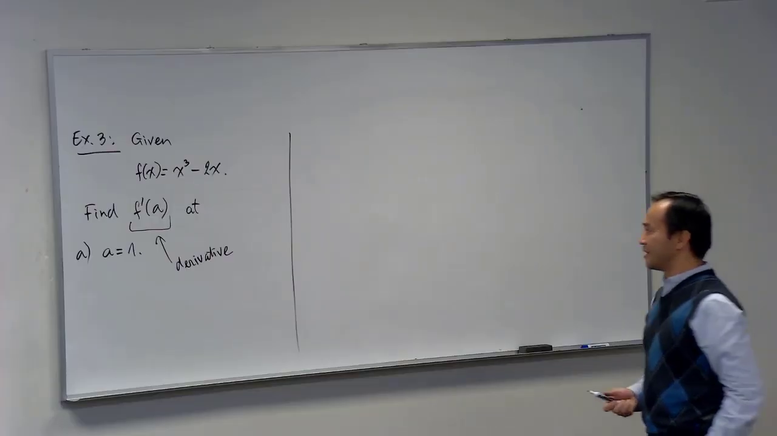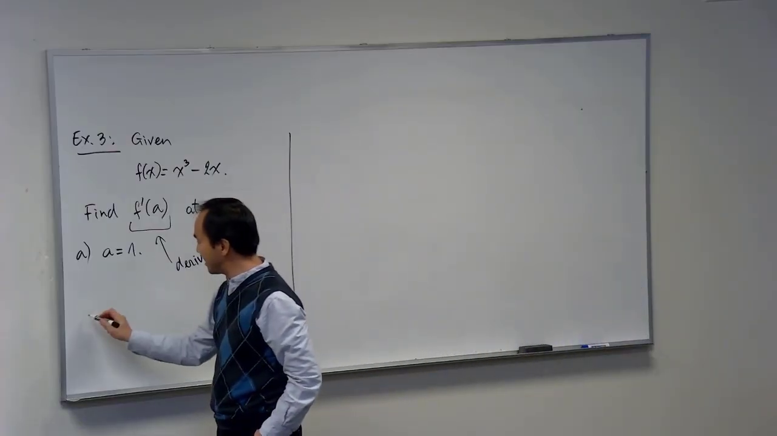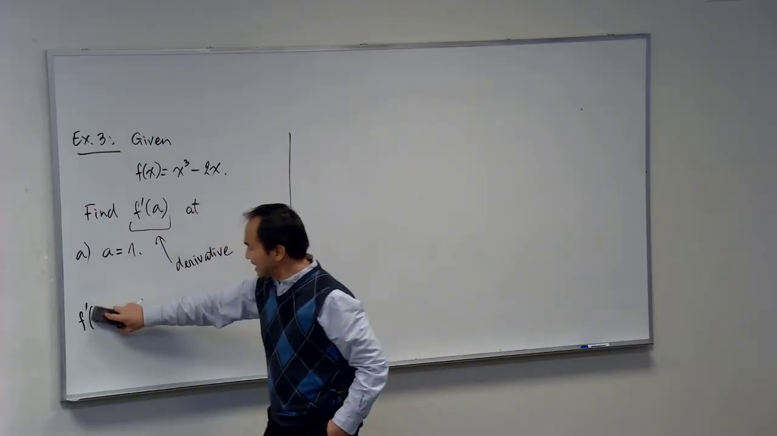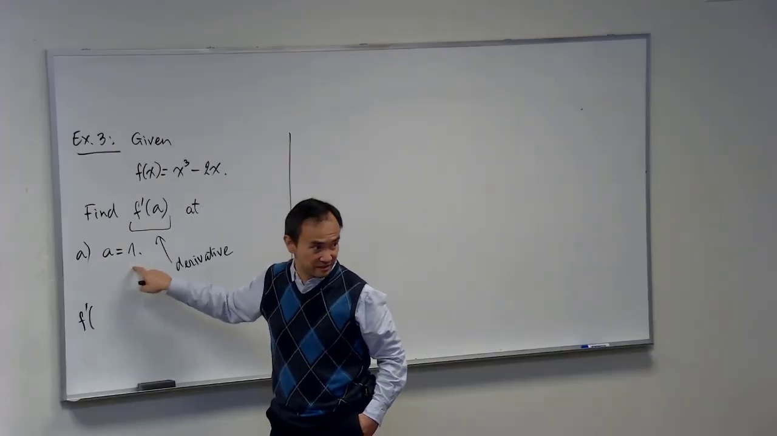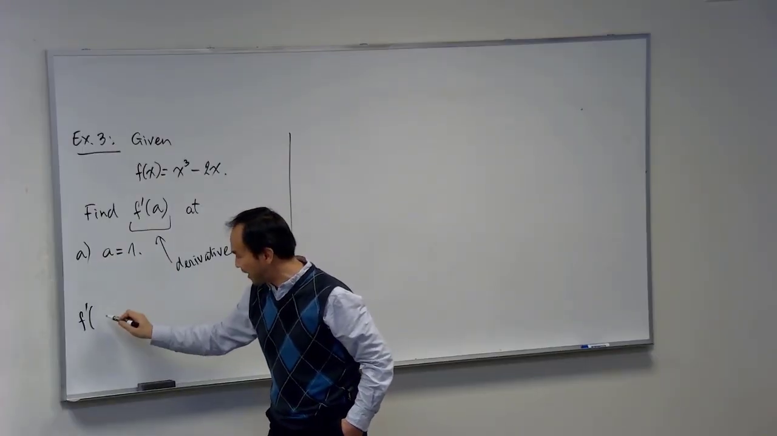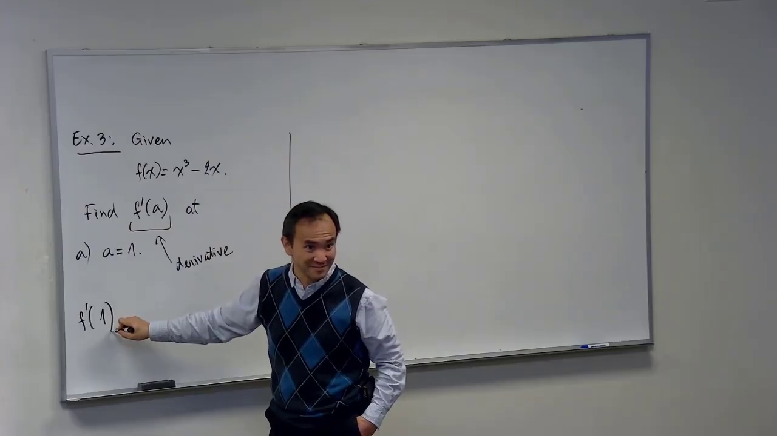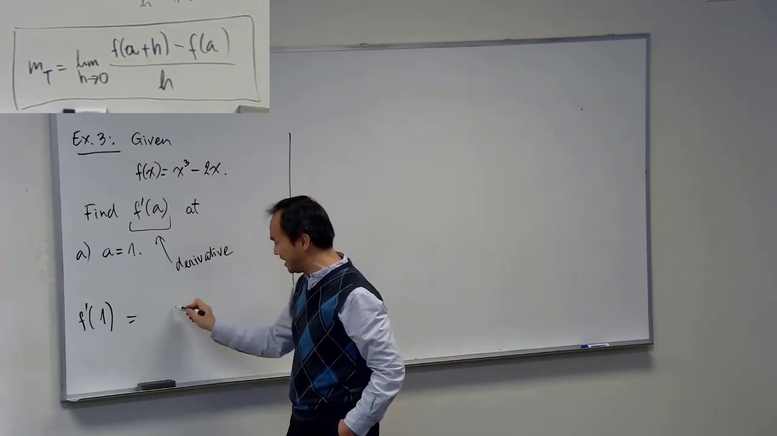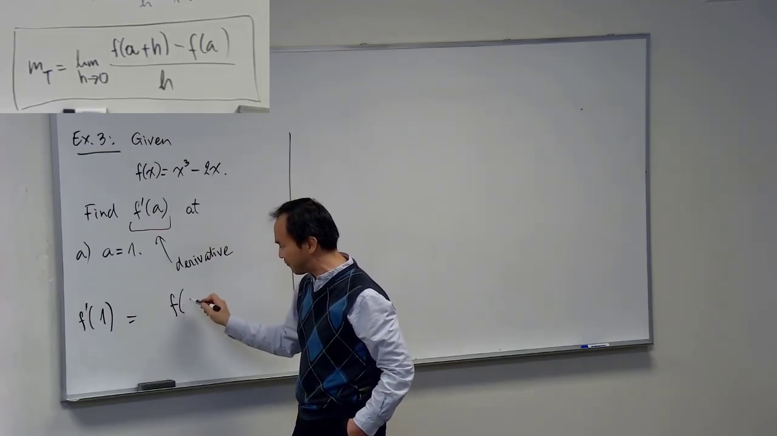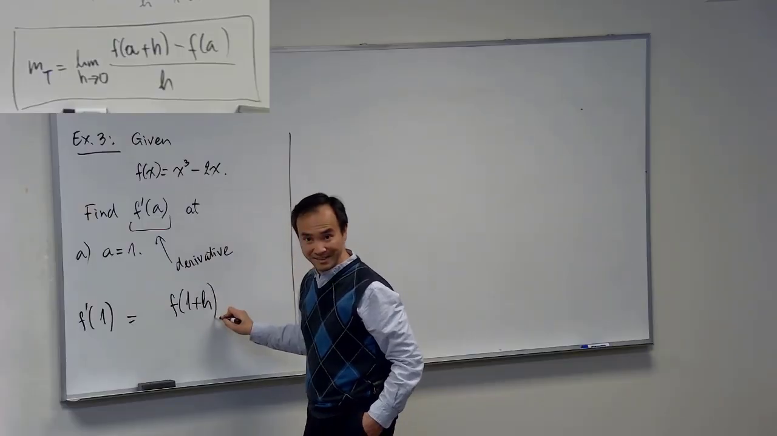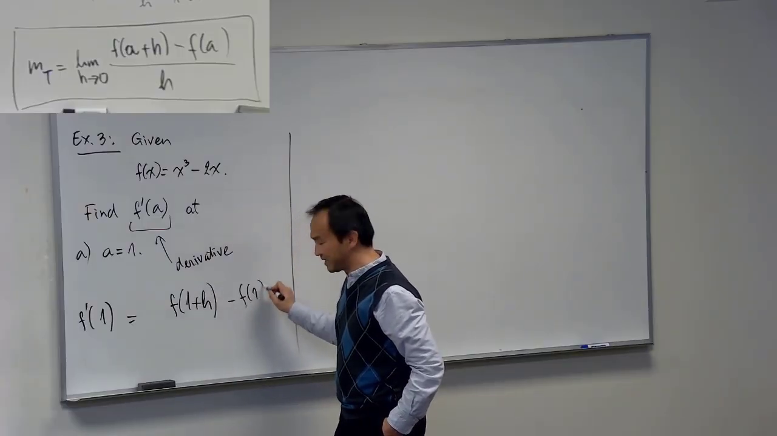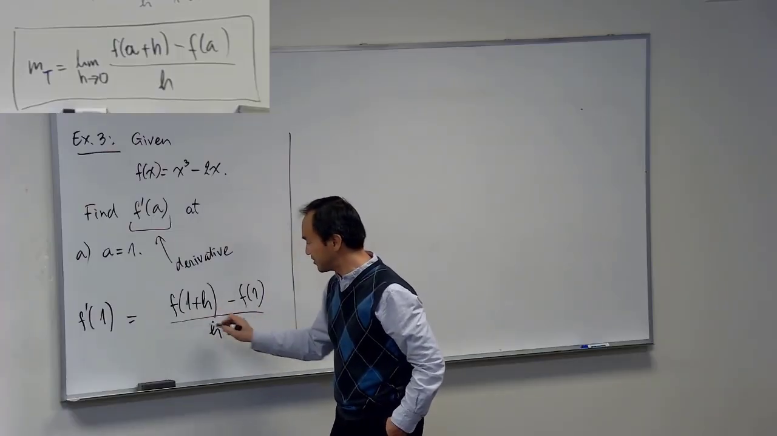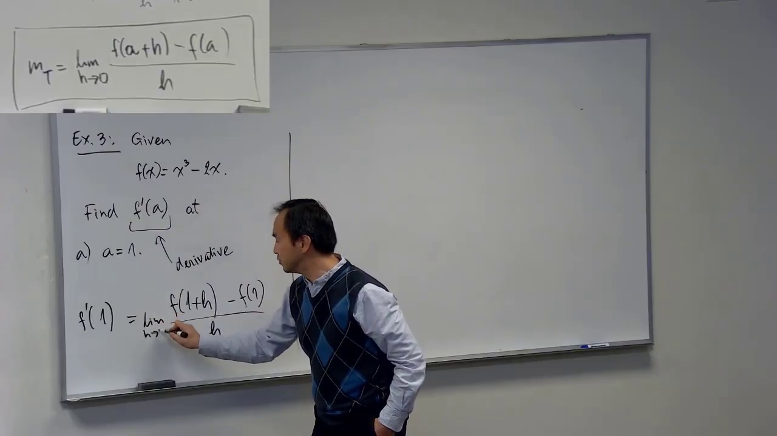Now, to find f prime of a, or the derivative of the function at a, we have in part a a specific a given, a equals 1. So let's find the derivative of the function at 1. According to the definition we've learned, it never hurts to keep repeating the formula. We need f of 1 plus h minus f of 1. You see the repetitive work we keep doing with that difference quotient? We divide that by h and take the limit as h goes to 0.